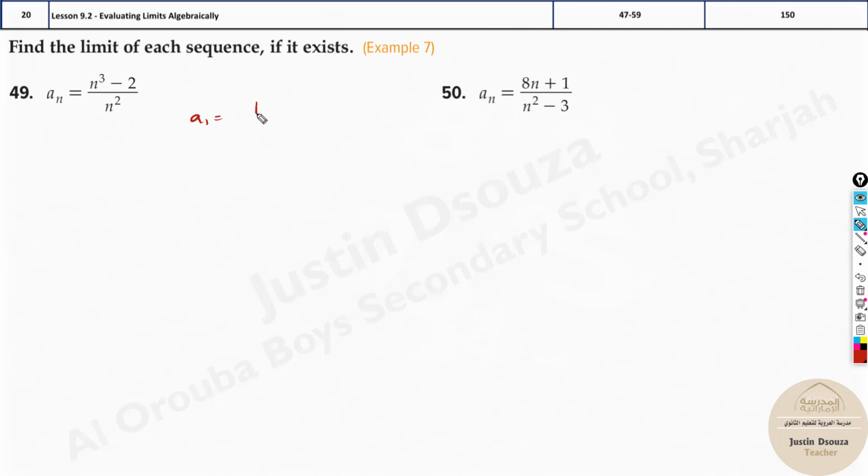First, you need to find A1, that is 1 cubed minus 2 by 1 squared. Find the answer. Then A2, A3, A4, and A5. So in the exam, do substitutions for 1 or 2. This is 2 cubed minus 2 by 2 squared. And then you can rest, directly write the answers. Okay. So next thing would be the limit.